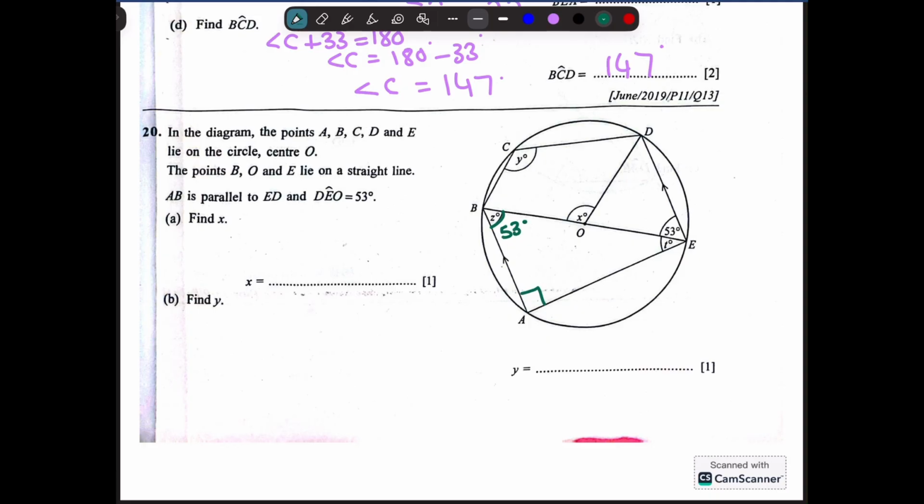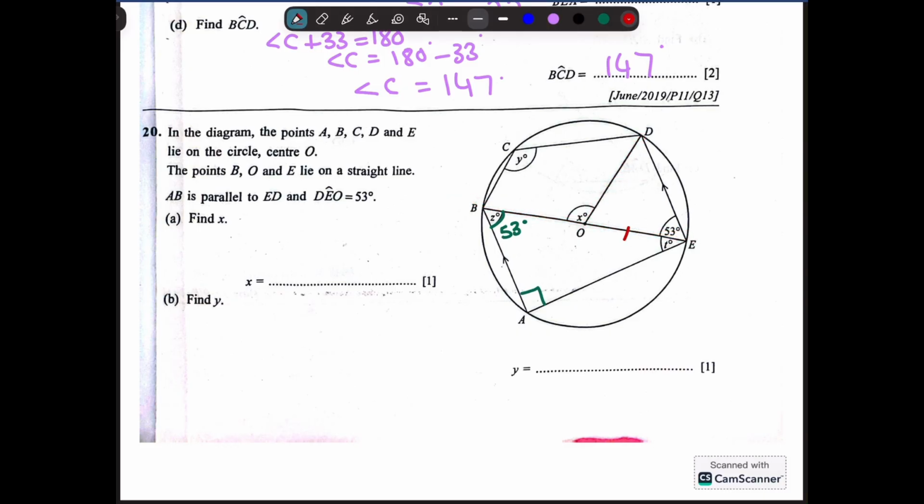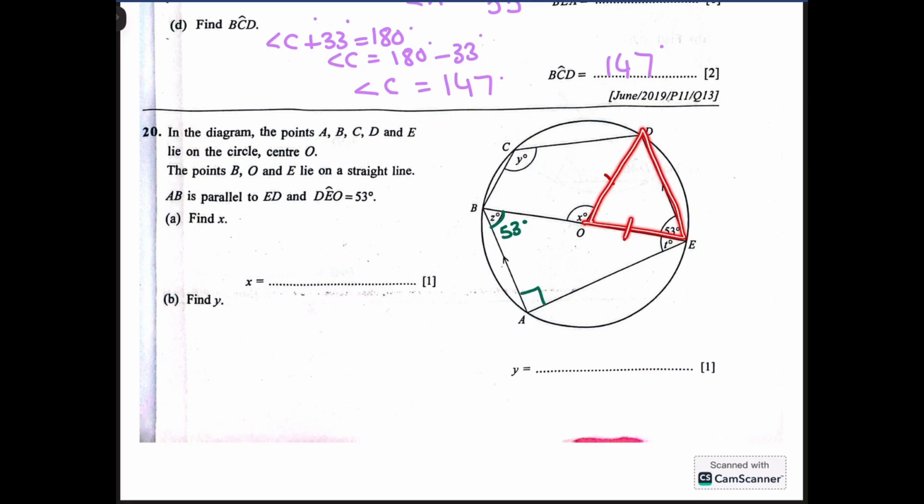Okay, so they want us to find X. Let's first mark all the radii. So this is the center. All lines originating from the center to the circumference will qualify as the radii of the circle. So this is the radius, radius, radius. Okay. So this tells us that triangle OED is an isosceles triangle. So if this is 53, this will be 53 as well.